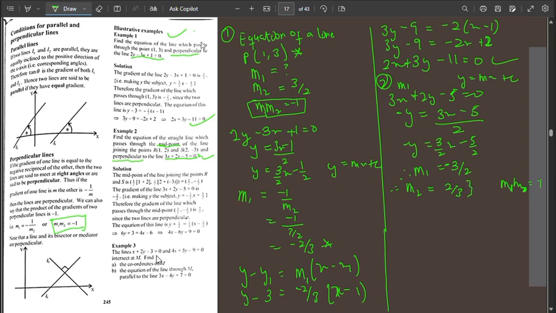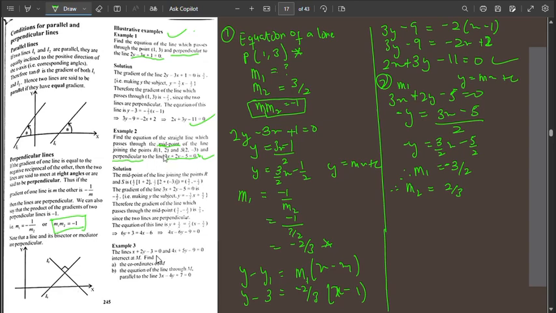Now, I need more than just the gradient to find the equation of a line, right? I need to have at least one point on the line. That is where this keyword can be used. It says it passes through a point, right? This is supposed to give us a clue to a point on that line. It means this point is on the line. If a line passes through a point, it means that point is on the line, right? It's like when a road passes through a town, then it means that town is on that road. We can say that town is on the road.